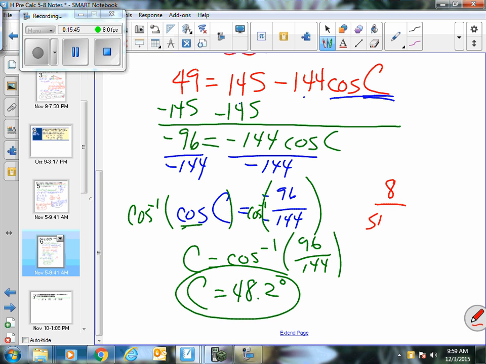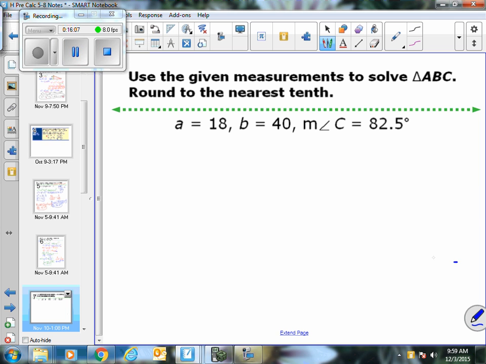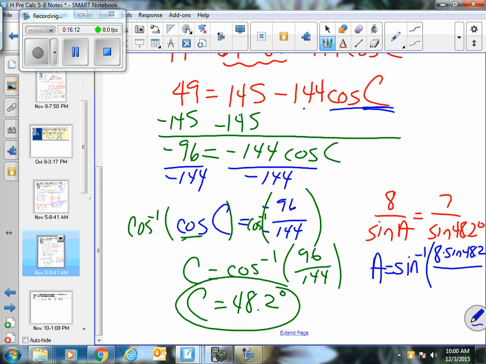So 8 is to the sine of angle A, as 7 is to the sine of 48.2 degrees. That's the C that I just found. So again, it's rounded. It's going to be off a little bit, but the more digits we use, the more precise that could be. Cross multiply, divide. Take the inverse. So 8 times the sine of 48.2 divided by 7. So do inverse sine, get our angle A, which looks like it's 58.4 degrees.